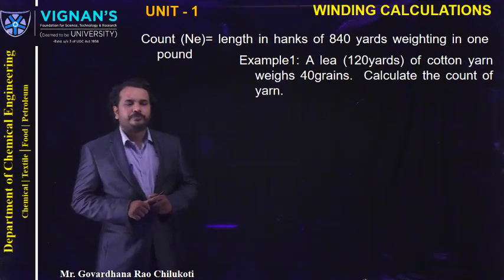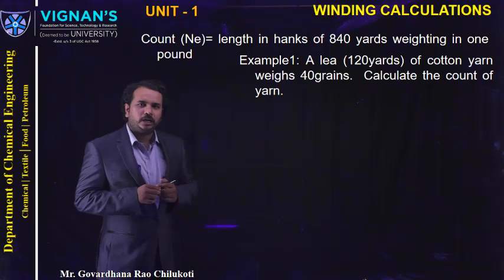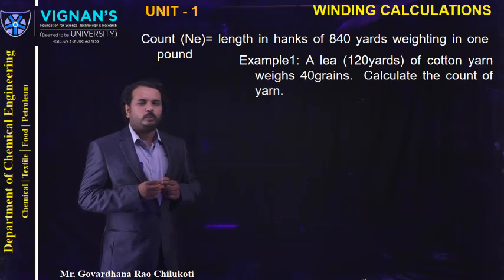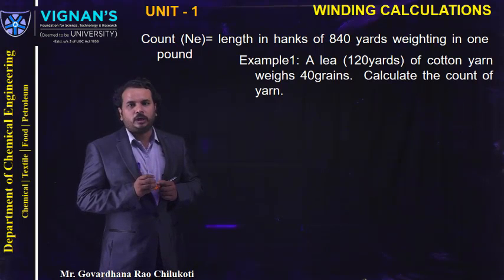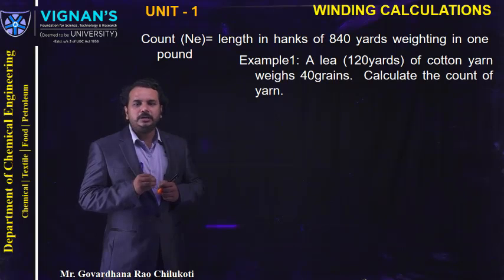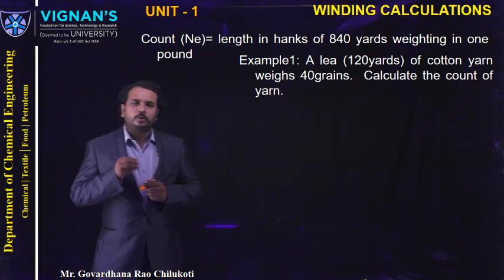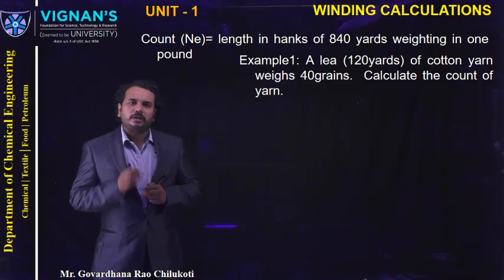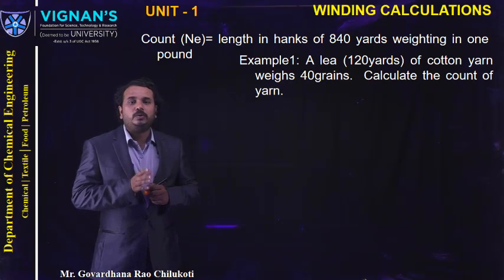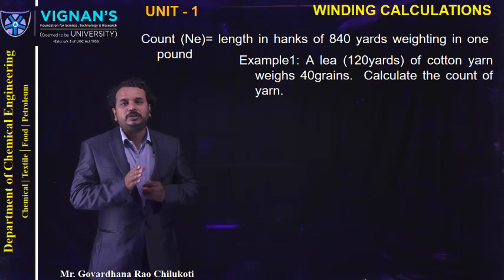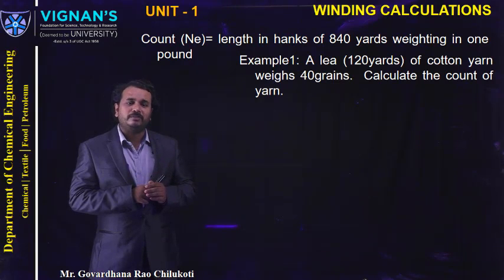Now you can see here count NE is equal to, what is the formula? I have given a simple formula. Count NE is nothing but the number of hanks of 840 yards weighing 1 pound. This is the simple definition of the count formula.